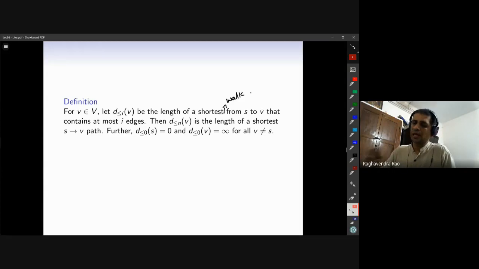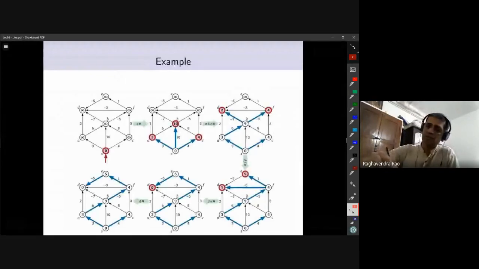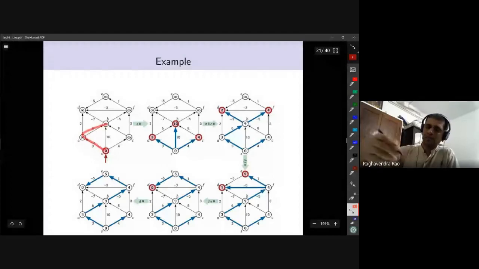So this is the formalization of the intuition that I had mentioned about the algorithm. The algorithm basically works like a wave. Neighbors at distance 1 will be updated. When I say distance 1, I mean the number of edges is 1. Neighbors at distance 2 will be updated, and so on.